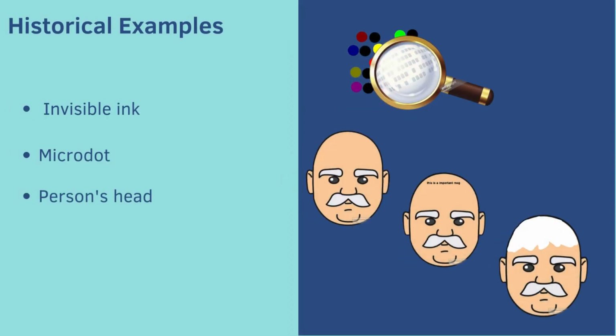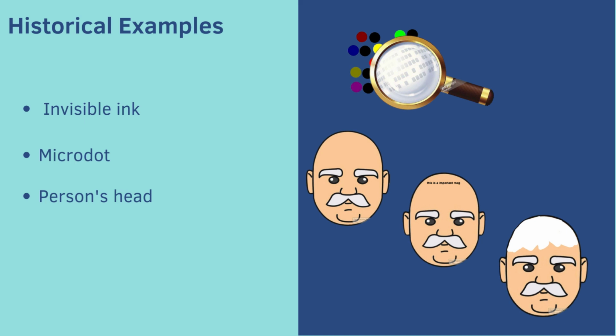Next, let's see a few historical examples of steganography. The first one is invisible ink, where the ink is made visible using some chemicals. The second one is the microdot. Here, the dots are printed on the paper and are only visible by using a microscope.